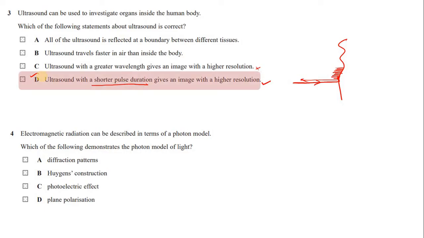Question number 4. Electromagnetic radiation can be described in terms of the photon model. Which of the following demonstrates the photon model of light? Diffraction pattern, Huygens construction: these two are wave behavior, not particle behavior. Plane polarization is also wave behavior. Photoelectric effect is the only option here which can be explained only with the help of the photon model or particle model of light. So the option is C.